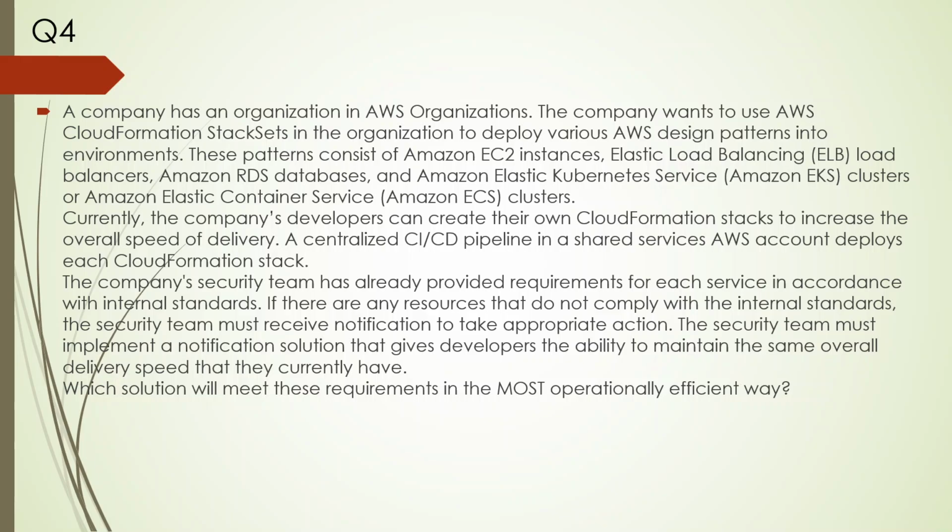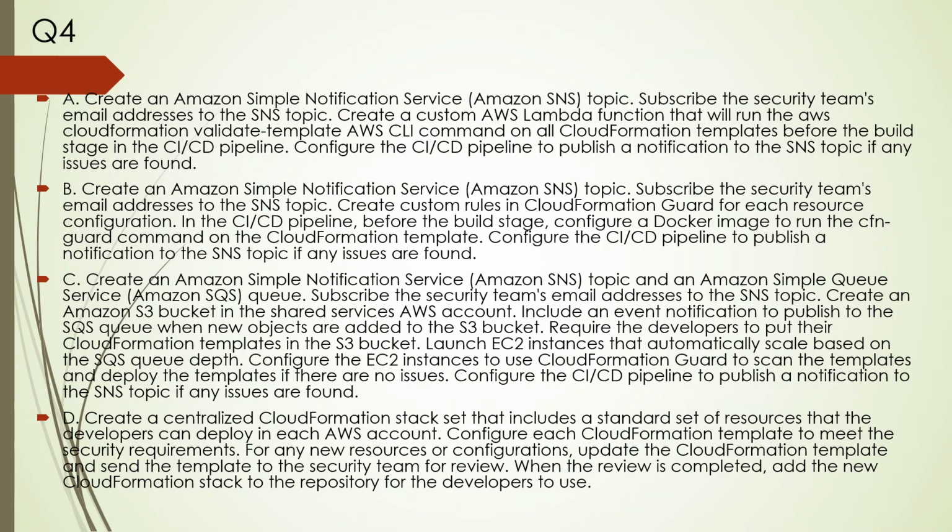Which solution will meet this requirement in the most operationally efficient way? Letter A: Create an Amazon Simple Notification Service topic. Subscribe the security team's email address to the SNS topic. Create a custom AWS Lambda function that will run the AWS CloudFormation validate-template AWS CLI command on all CloudFormation templates before the build stage in the CI/CD pipelines. Configure the CI/CD pipeline to publish a notification to the SNS topic if any issues are found.